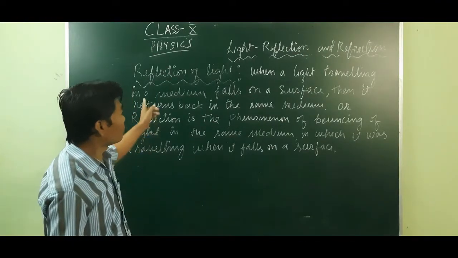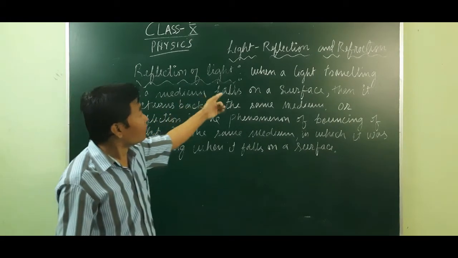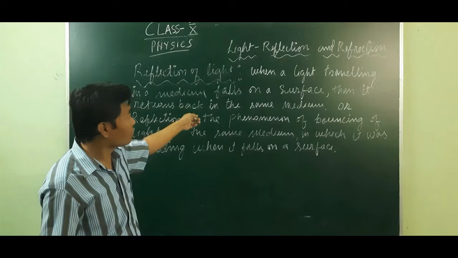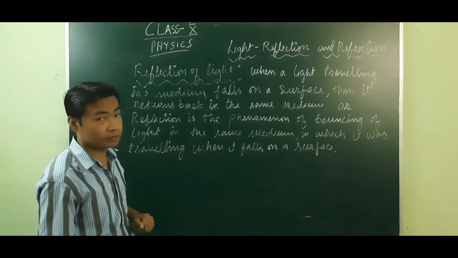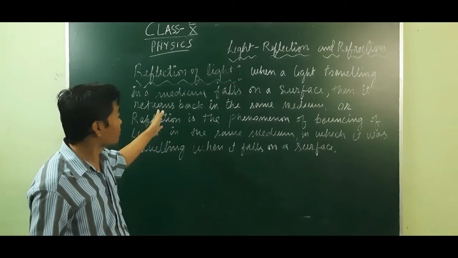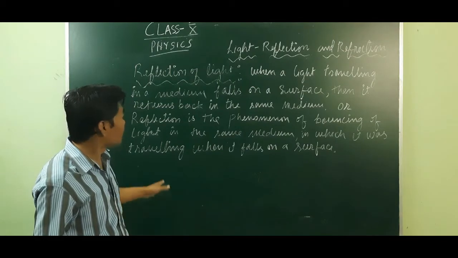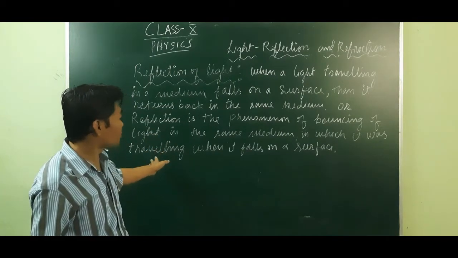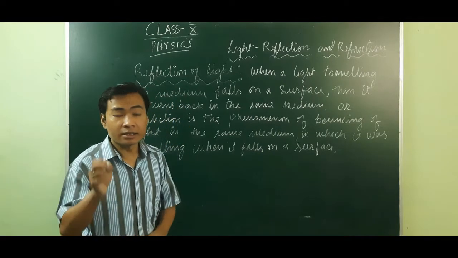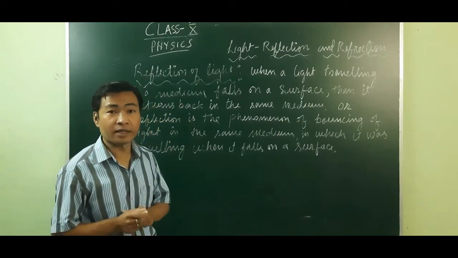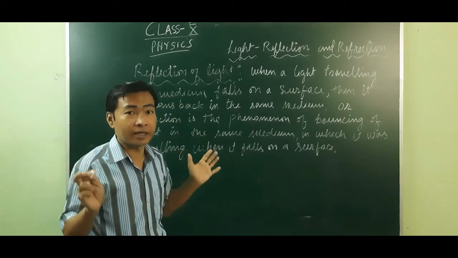Now, the reflection of light. So the definitions I have written here. When the light traveling in a medium falls on a surface, then it returns back in the same medium. This is known as reflection. Or reflection is the phenomenon of bouncing of light in the same medium in which it was traveling when it falls on a surface. The simple way to understand the reflection of light is that, see, every object in our surrounding is a reflector of light.